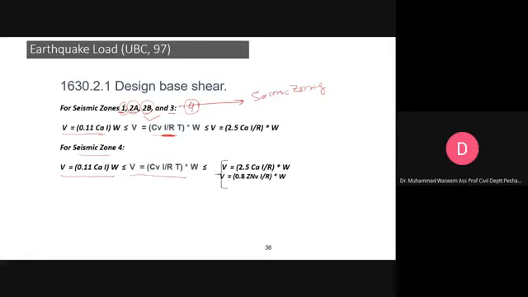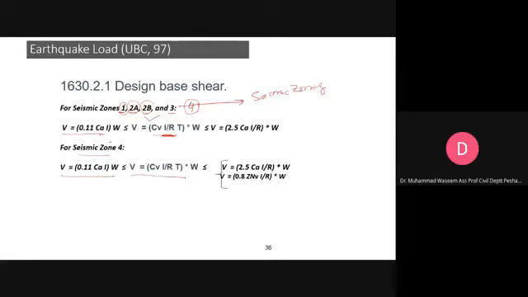Okay, there is a lower bound, there is an upper bound. So for example, if your building is located in zone 4, then you have to use this formulation. But you have to multiply a factor with the weight. Okay, this R is the response modification factor, I is the importance factor, T is the fundamental time period of the building, and CV and CA are the acceleration and the velocity coefficients which you can obtain from the code.